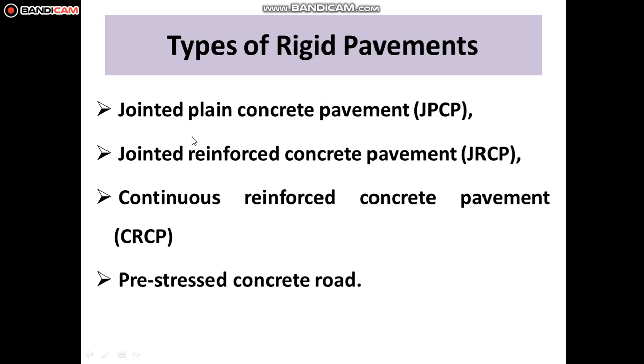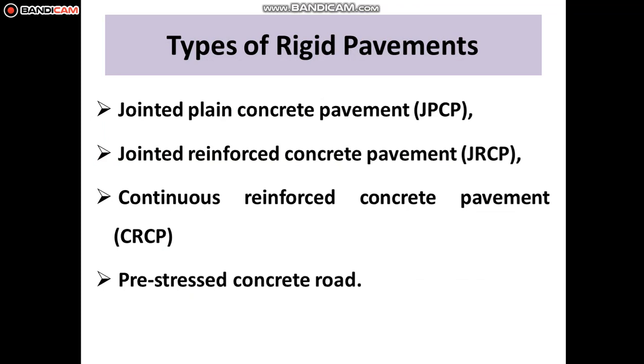The first one is jointed plain concrete pavements, here constructed with closely spaced contraction joints. Dowel bars or aggregate interlock are normally used for load transfer across joints. They normally have a joint spacing of 5 to 10 meters.